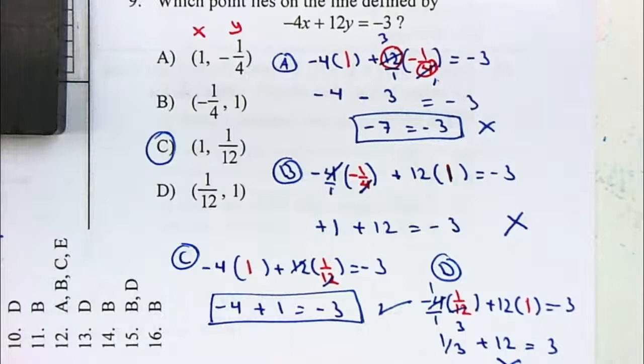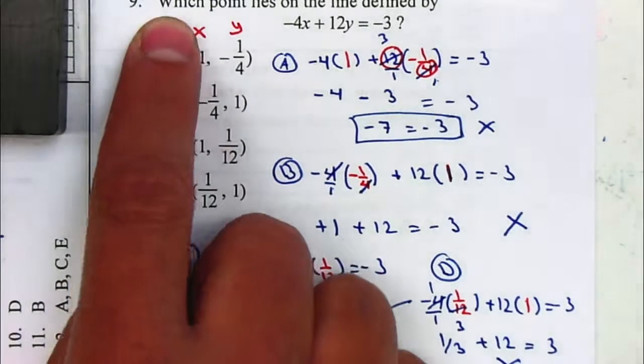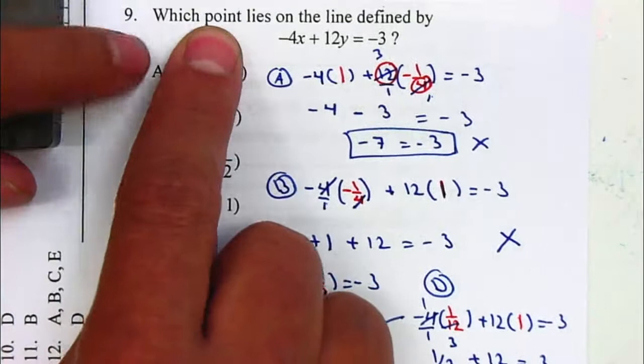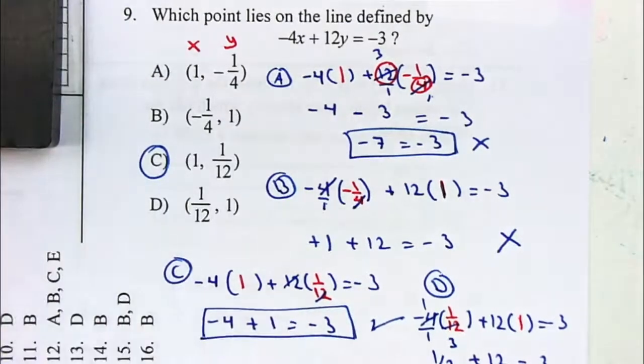Just be careful when there are multiple answers. In this case there's only one. And if you read the question carefully, in this case it says which point, so there's only one. Sometimes it might say which points, in which case there might be multiple answers.